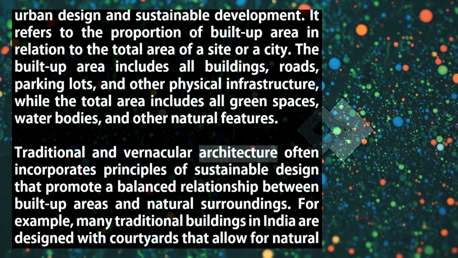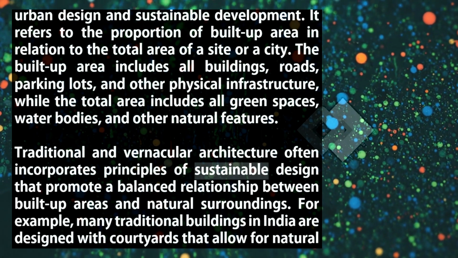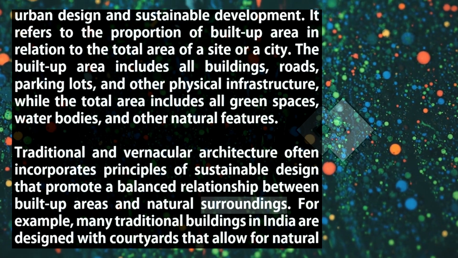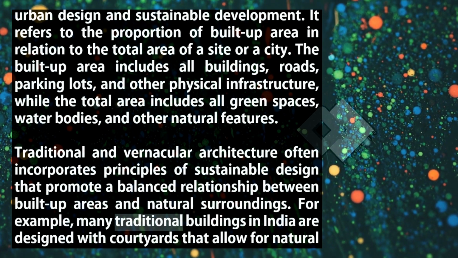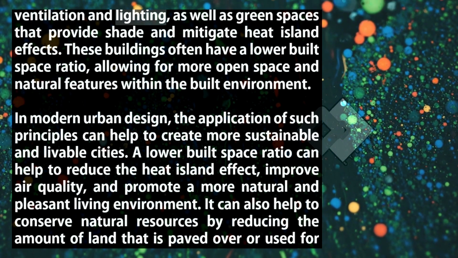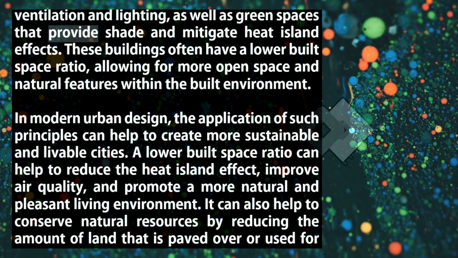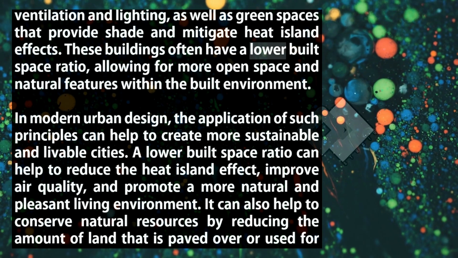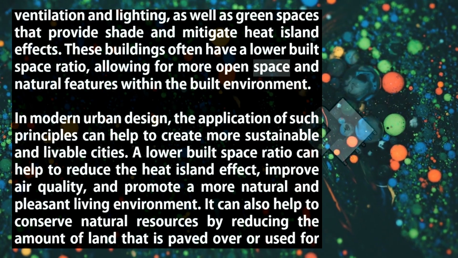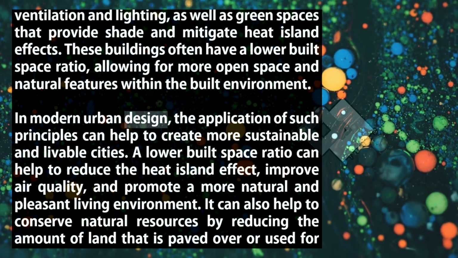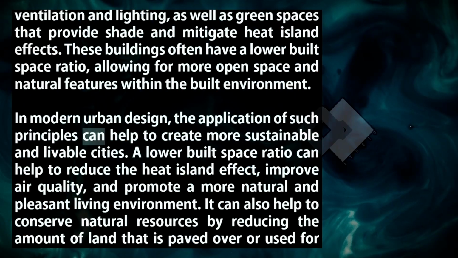Traditional and vernacular architecture often incorporates principles of sustainable design that promote a balanced relationship between built-up areas and natural surroundings. For example, many traditional buildings in India are designed with courtyards that allow for natural ventilation and lighting, as well as green spaces that provide shade and mitigate heat island effects. These buildings often have a lower built space ratio, allowing for more open space and natural features within the built environment. In modern urban design, the application of such principles can help to create more sustainable and livable cities.